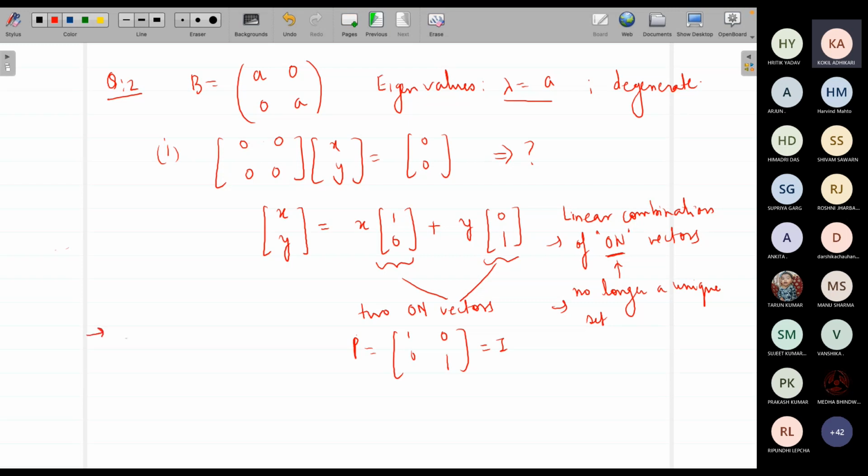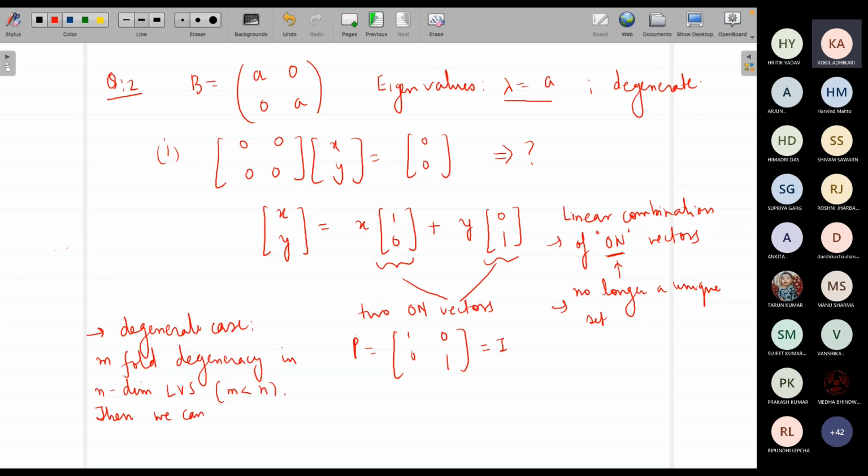So let me generalize the result without actually proving it. Even for the degenerate case, if there is m-fold degeneracy in an n-dimensional linear vector space, where m is less than n, then we can find a set of m vectors which, when added to the rest of the n minus m vectors, form a basis.